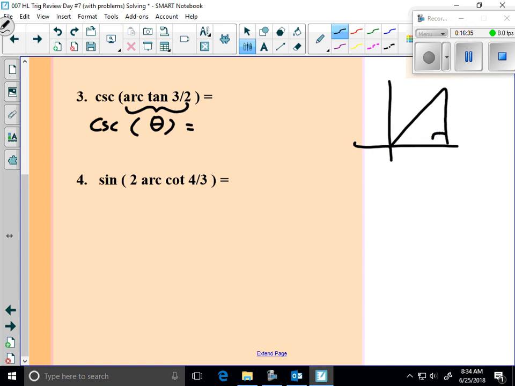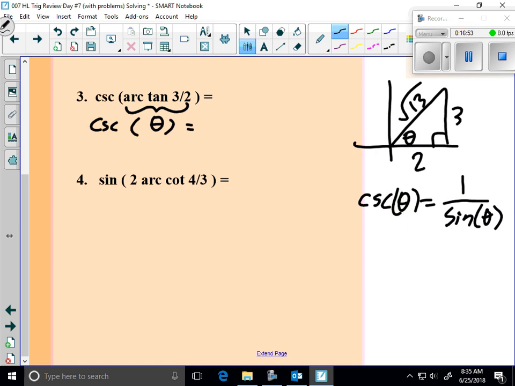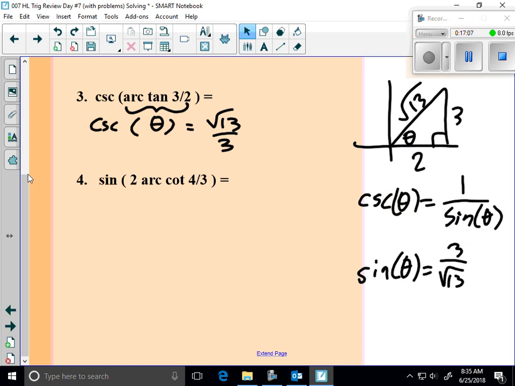So the tangent of 3/2 tells me that theta would yield me a tangent of 3/2. So it'd be 4 and 9, which is square root 13. So the cosecant of this, remember cosecant of theta is the same as 1 over the sine of theta. So let's take the sine of theta and take its reciprocal. So what is the sine of theta? Sine of theta is 3 over root 13. So cosecant of theta would be root 13 over 3.